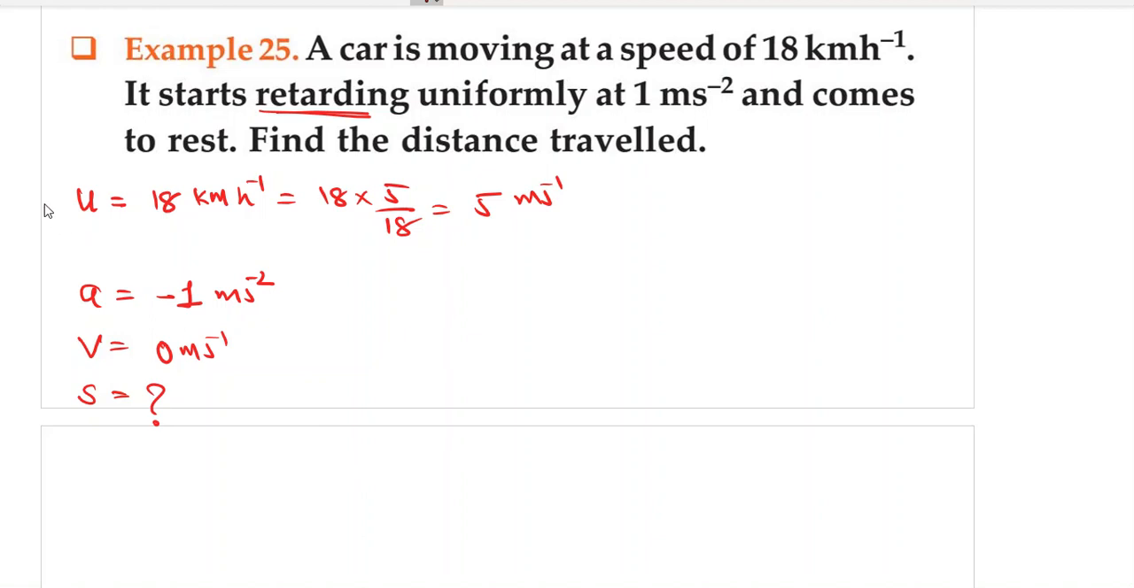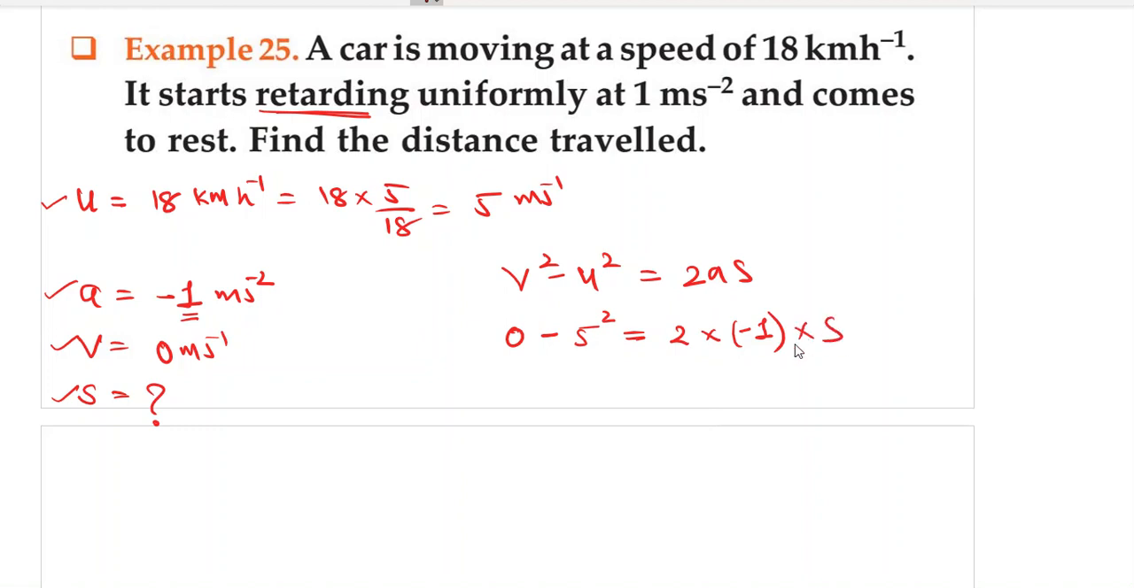Very easy. We know that u, a, v and s are only involved. The equation of motion will be the third: v square minus u square is equal to 2as. Okay, so what is v? 0 minus u is 5 square is equal to 2 multiplied by acceleration, minus 1. Okay, I'm putting the value with its sign. Please remember that. Multiplied by s, 2as.